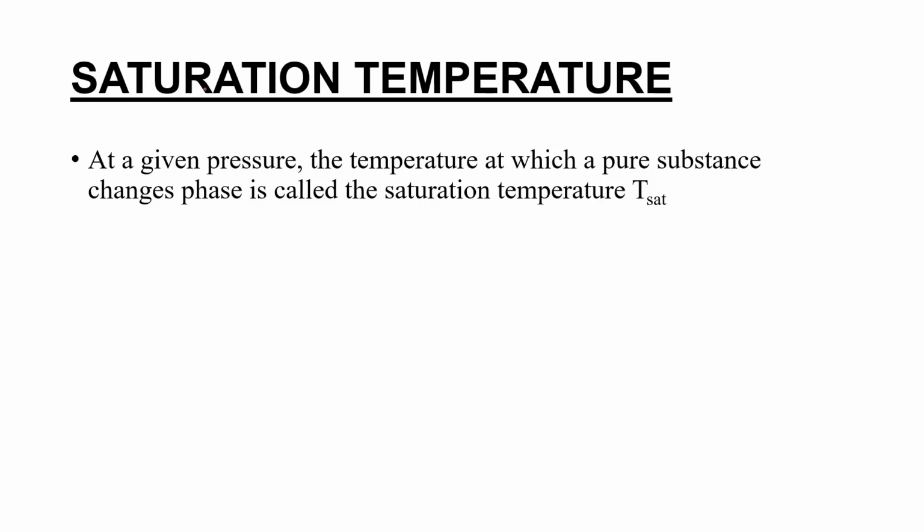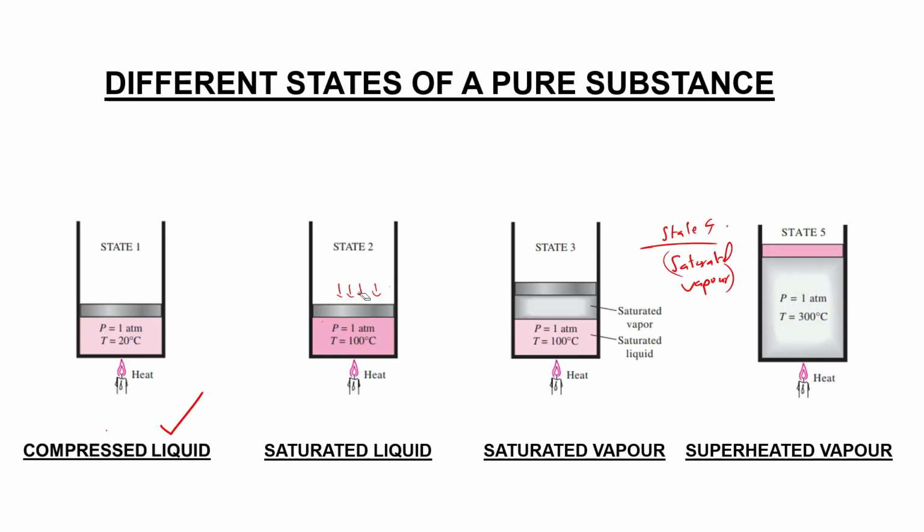Now let us see what is a saturation temperature. So at a given pressure, the temperature at which a pure substance changes phase is called the saturation temperature. So we have seen that here when the heat is applied, we are keeping the pressure constant. So the temperature at which this liquid changes to vapor at constant temperature, that is defined as the saturation temperature.